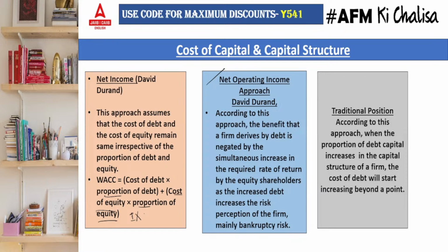There are so many negatives already, and those negatives get cancelled because of the other point. So that means if I try to take a loan, it is going to affect the overall working. The point says that the benefit that a firm derives from the debt is negated by the simultaneous increase in the rate of return by equity shareholders. So these people have definitely shown a backlash there.